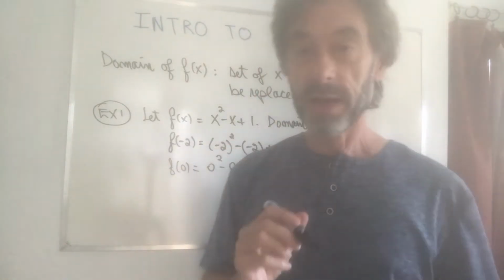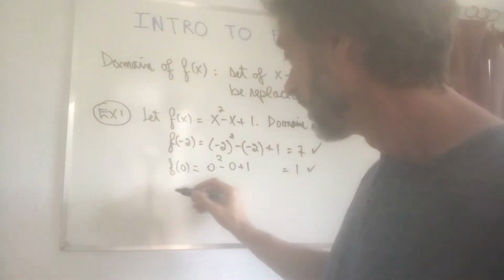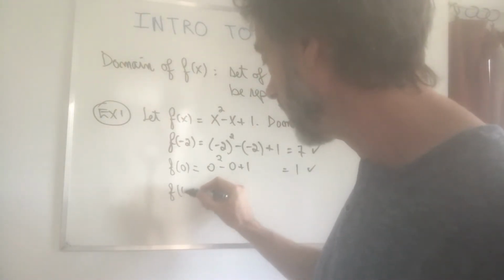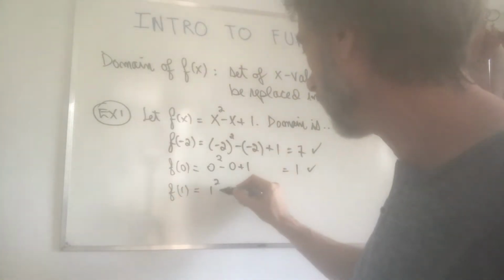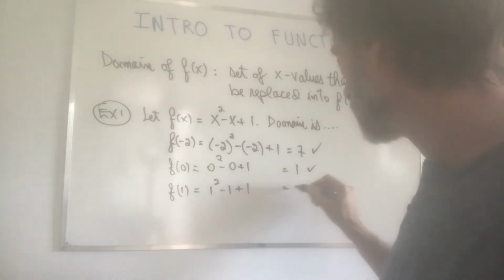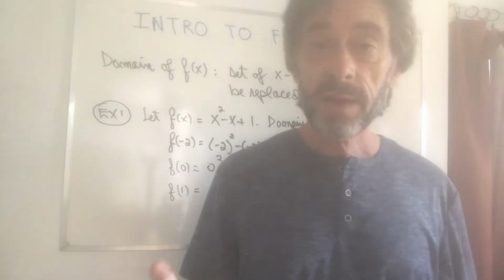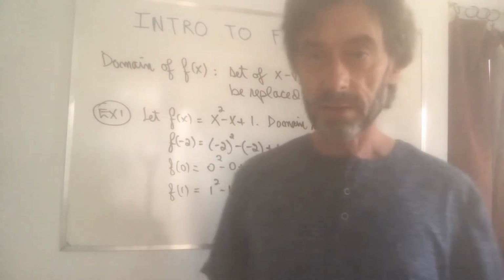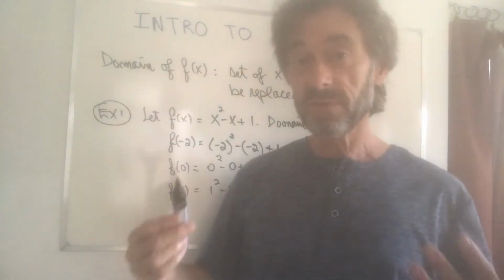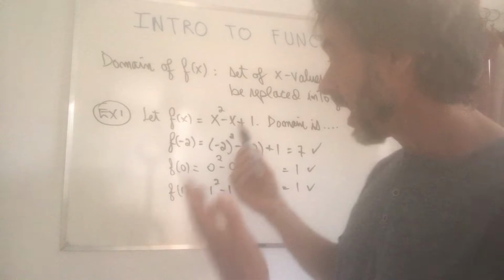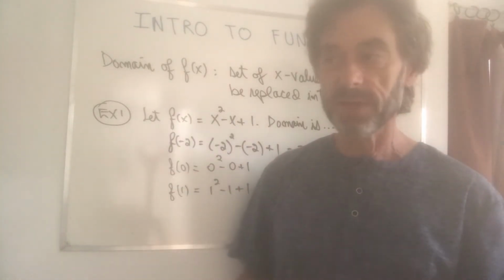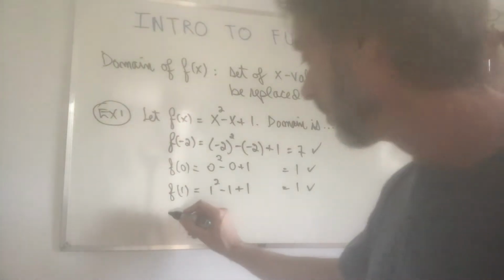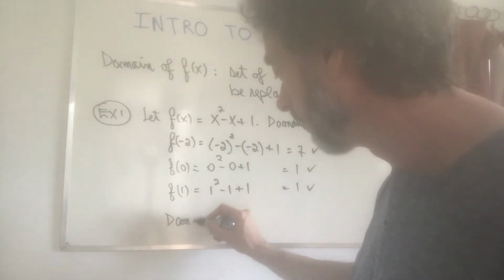So I can replace negative numbers, I can replace positive numbers. Can I replace, say, x by 1? Would that work, or would I get something crazy? What is f of 1? Well, it's 1 squared minus 1 plus 1. That is also equal to 1. Everything here seems to work out. I can't seem to find a value for which I would not get a y value if I replace the x in. In this case, the domain is said to be R.